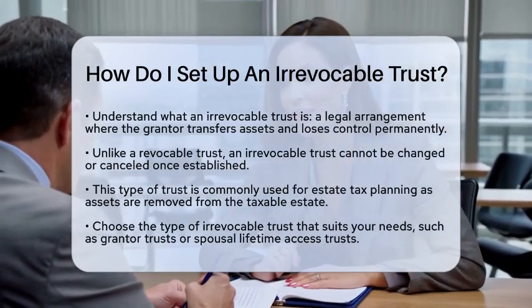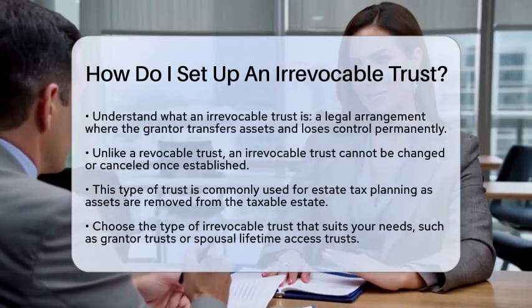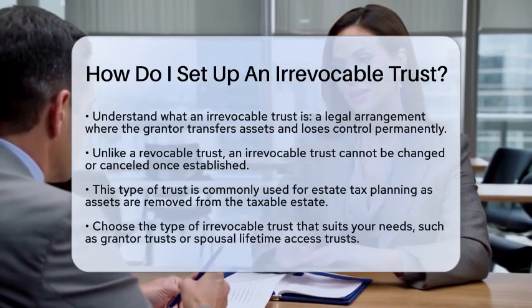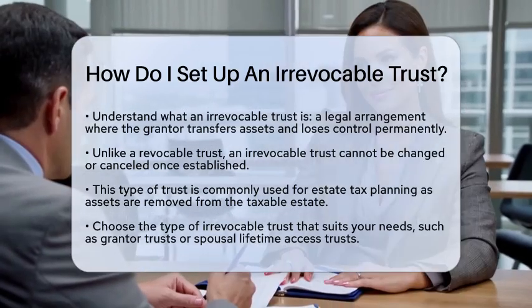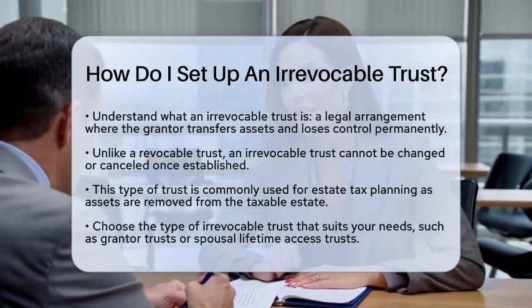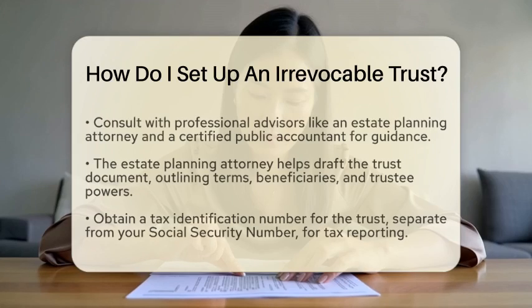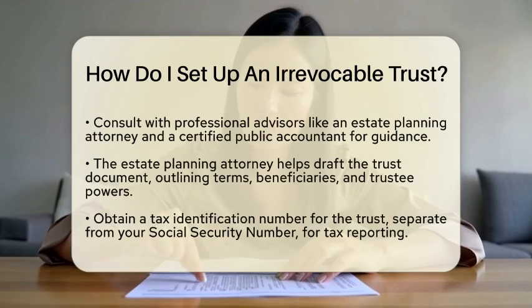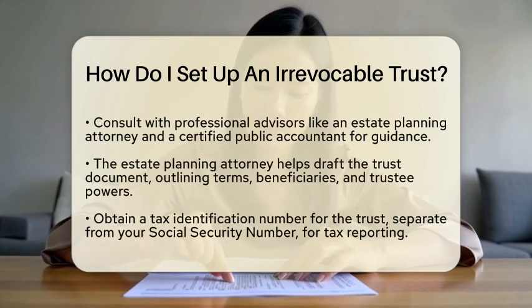Next, you will want to choose the type of irrevocable trust that fits your needs. There are several types, such as grantor trusts, intentionally defective grantor trusts, spousal lifetime access trusts, and qualified personal residence trusts. Each type has different tax implications and rules about how income and distributions are handled.